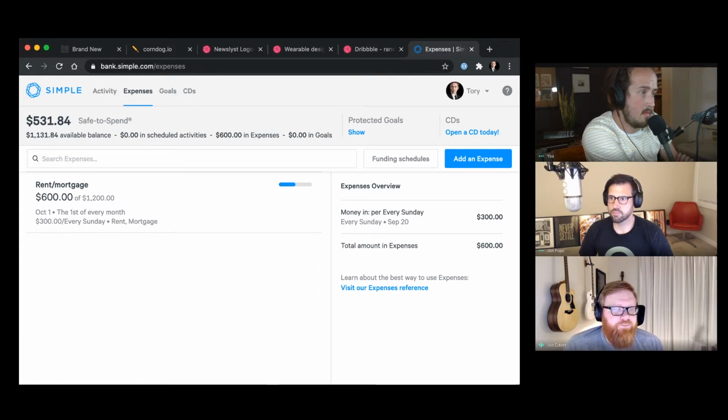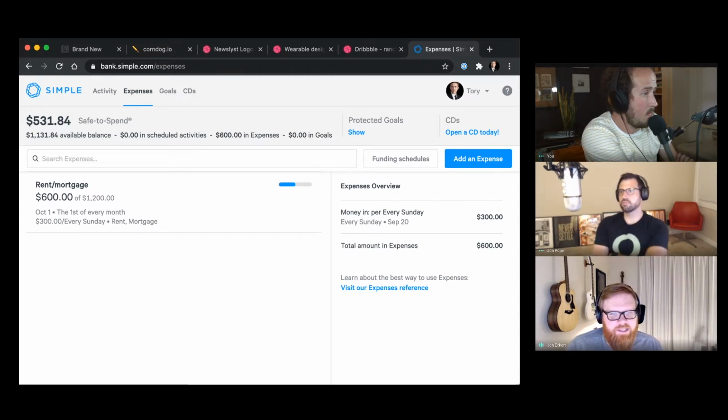So in the last couple of weeks, Simple has decided that it was too difficult for people to understand and learn, which I agree with, and that they would change how expenses work, which again, I think is probably the right choice.